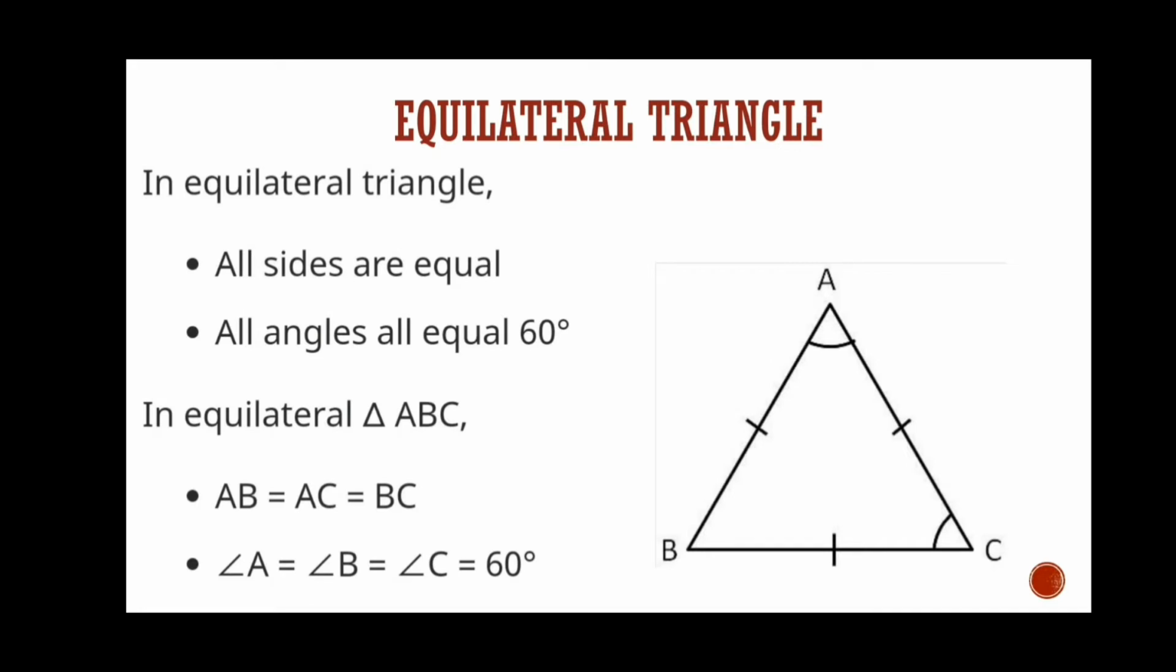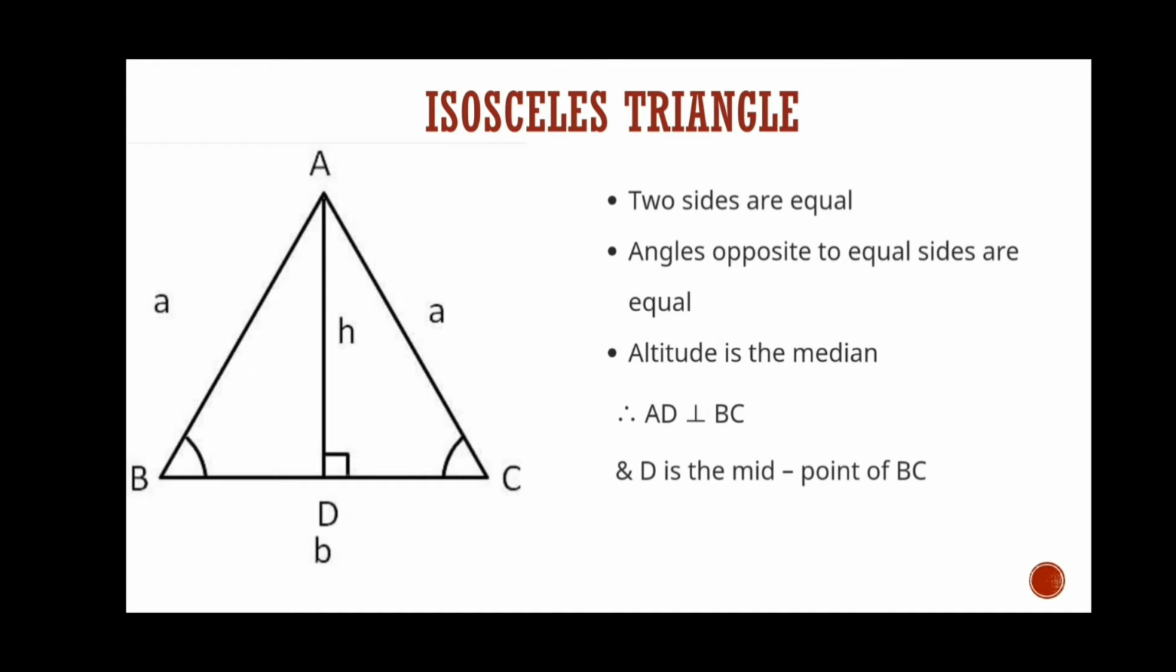So an equilateral triangle, as you have seen, has all the sides equal and all the angles are also equal, and each angle of an equilateral triangle is 60 degrees. And you have also seen how we find the angle of an equilateral triangle as 60 degrees. Then we learned the isosceles triangle, in which two sides are equal and the angles opposite to the equal sides are also equal. And in an isosceles triangle, the altitude is the median of the triangle, where D is the midpoint of BC. It means this point D divides the side BC into two equal parts.